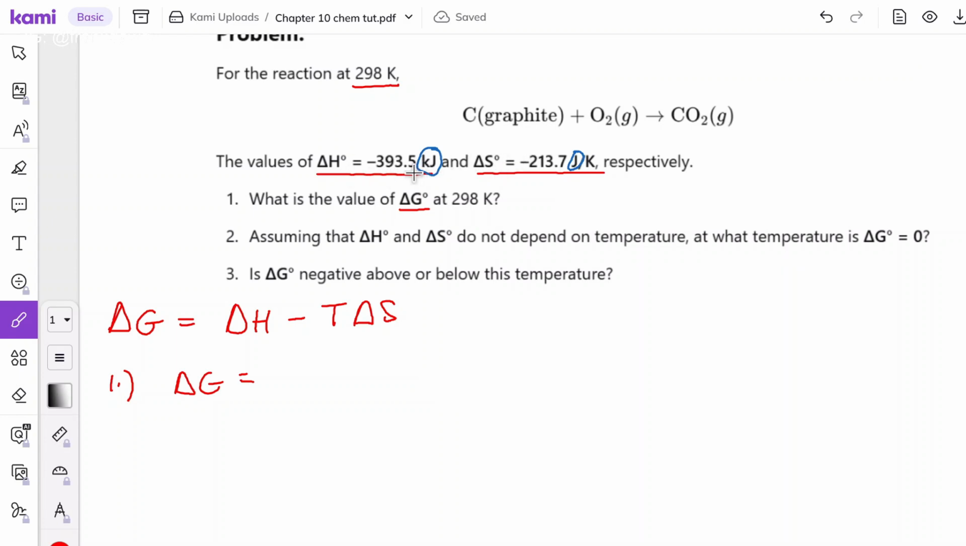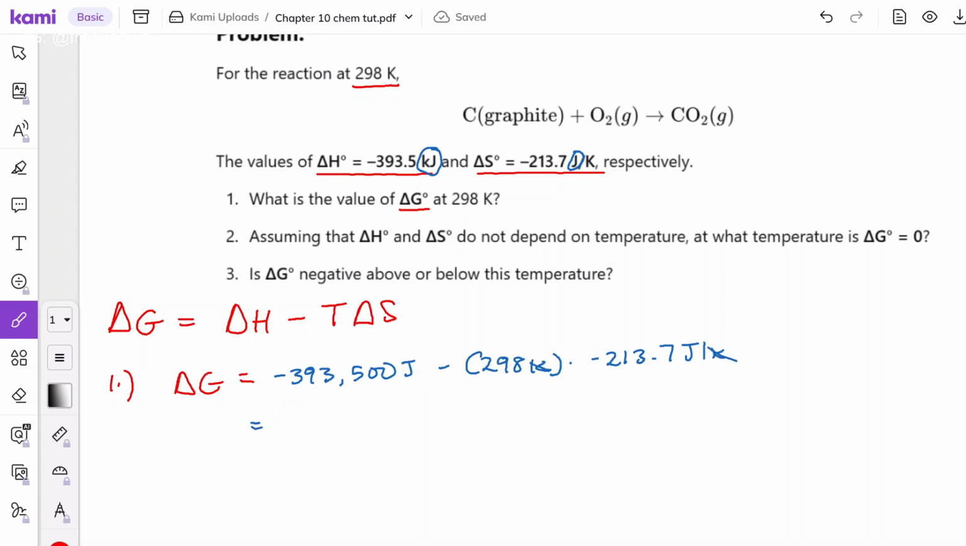So we're going to multiply this out by 1,000, and it gives us negative 393,500 joules minus the temperature, which is 298. We don't have to convert it to Kelvin because it's already given in Kelvin. So 298 Kelvin times negative 213.7 joules per Kelvin. And the Kelvin cancels out. We're left with just joules.